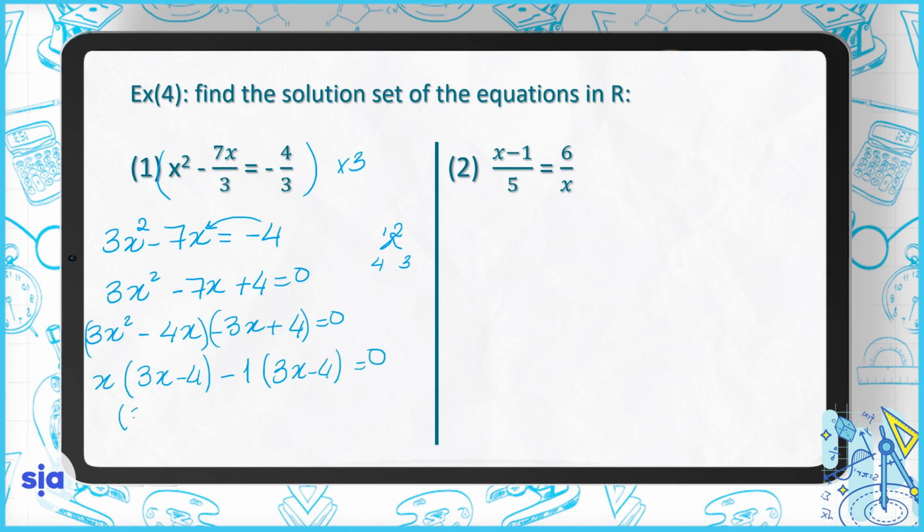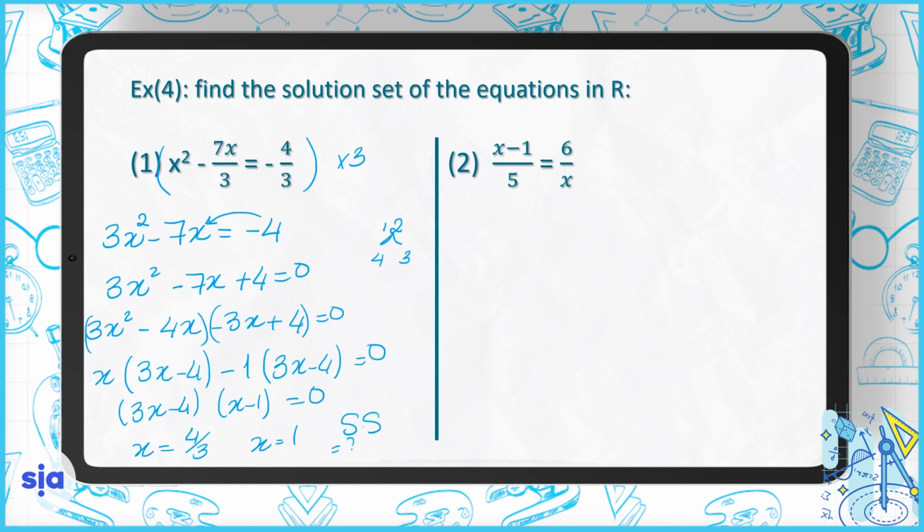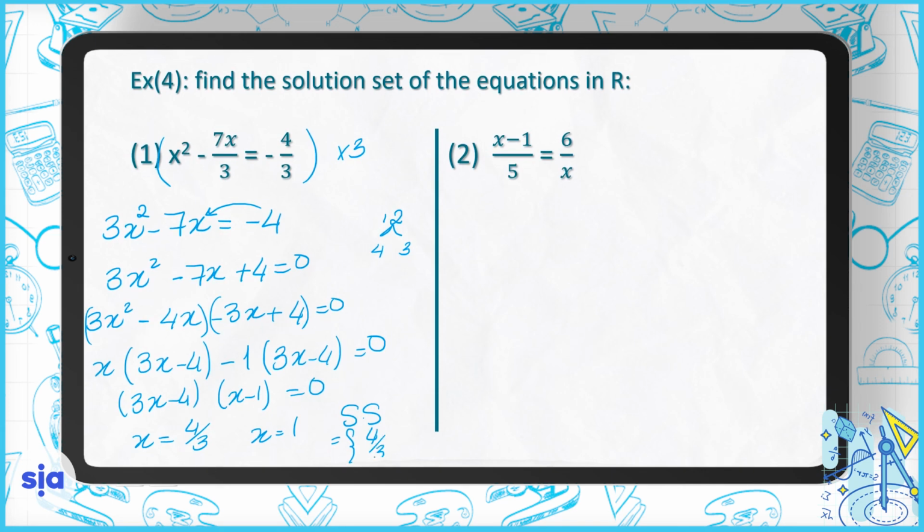So the two brackets are 3x minus 4 and x minus 1. Each of them is equal to 0. So here the value of x is 4/3, and here the value of x is 1. So the solution set in this case is 4/3 and 1.